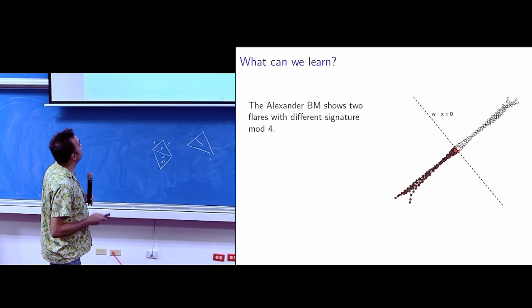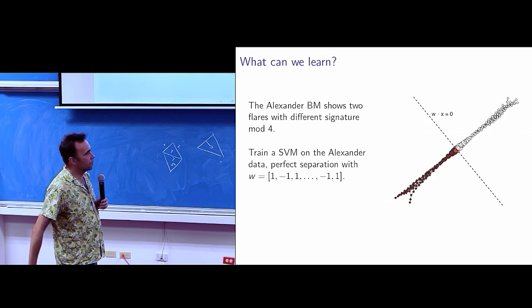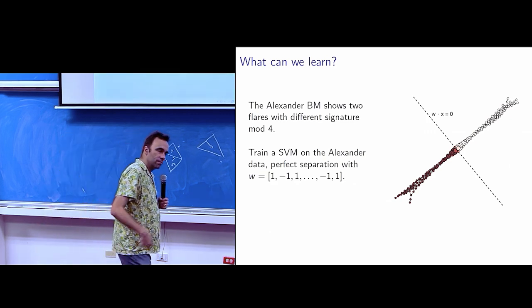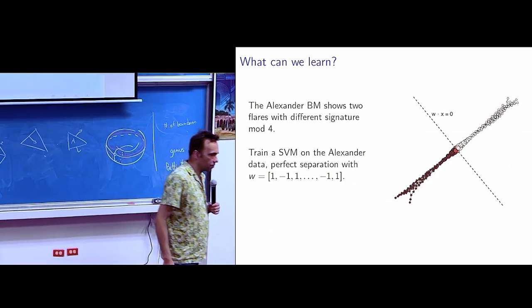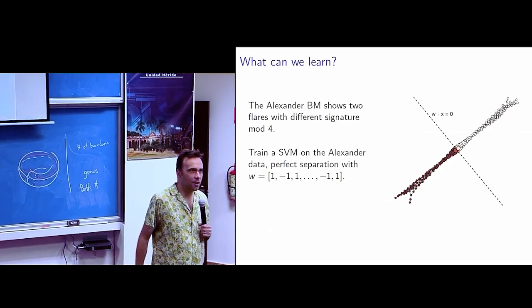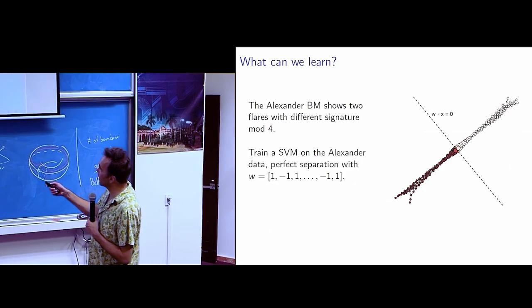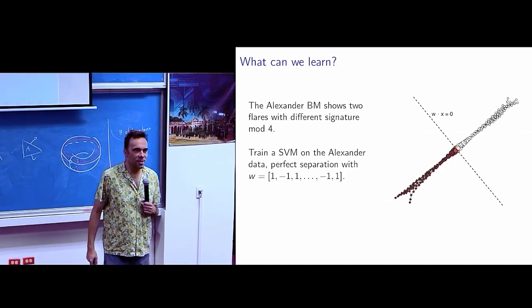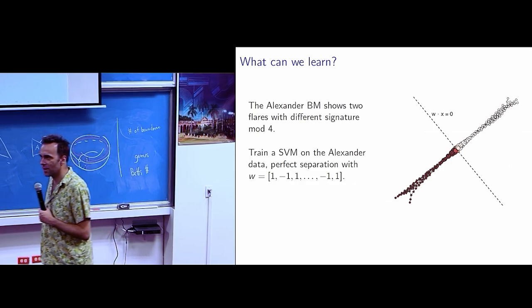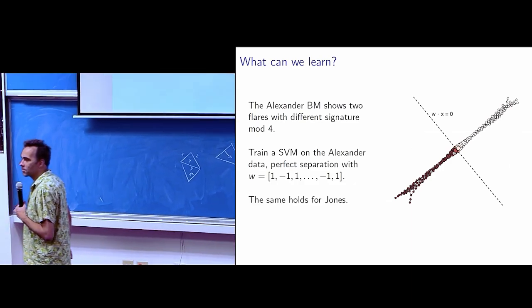So what we try to do is to fit a hyperplane that separates those knots with signature equal to 0 modulo 4 from those which are not. We put up a hyperplane and we find the normal vector to the hyperplane. Smells like an alternating sum of coefficients, right? The same hyperplane works for Jones.